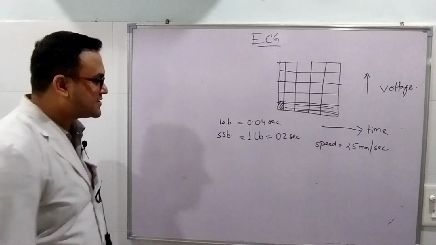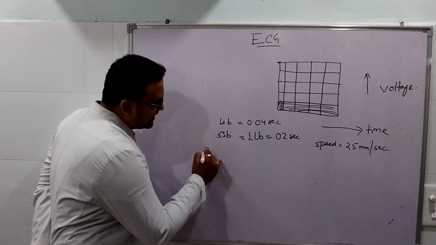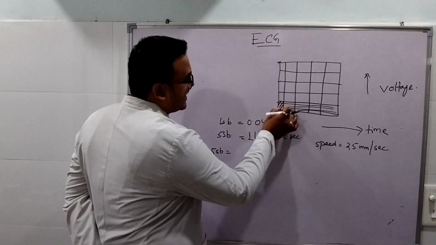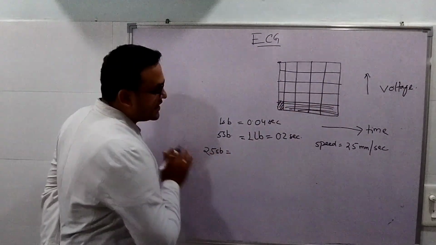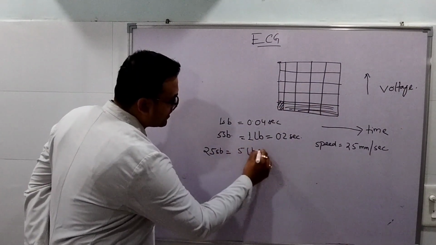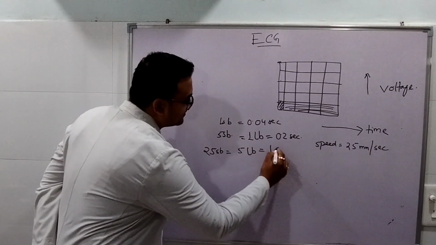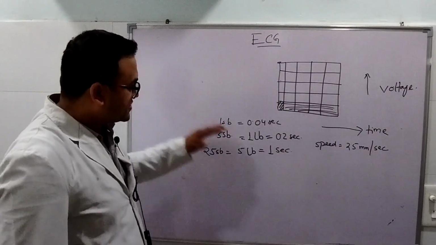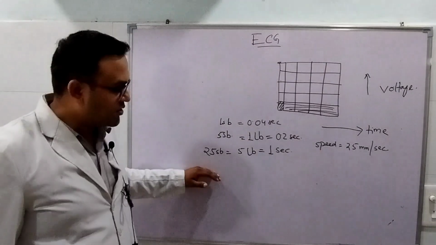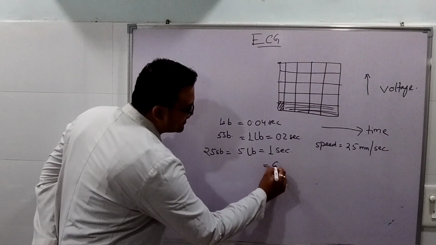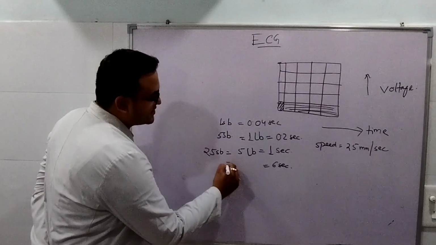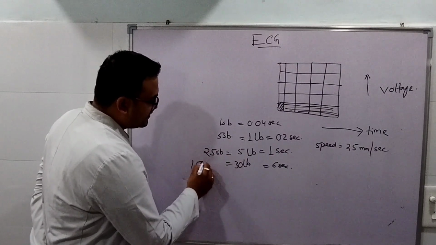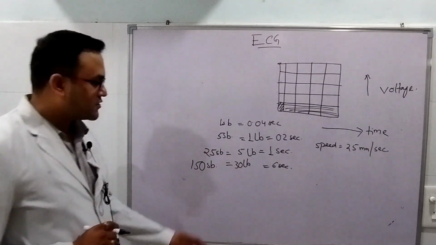Like this, if we take 25 small boxes, that will make 5 large boxes in the x-axis, and that will be 1 second. So in 1 second the ECG paper runs 5 large boxes or 25 small boxes. If we have to make this 6 seconds, we multiply all by 6, that is 30 large boxes, and that is 150 small boxes. This is the 6 seconds.